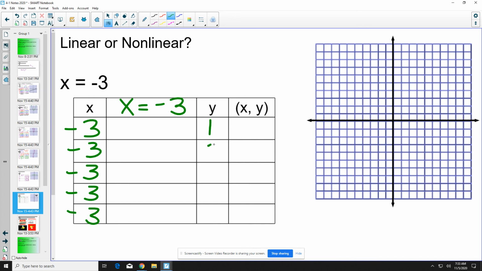You can make up numbers. You can put whatever you want here. If you wanted to put -2, -1, 0, 1, 2, you could. I'm just going to go ahead and do 1, 2, 3, 4, 5.